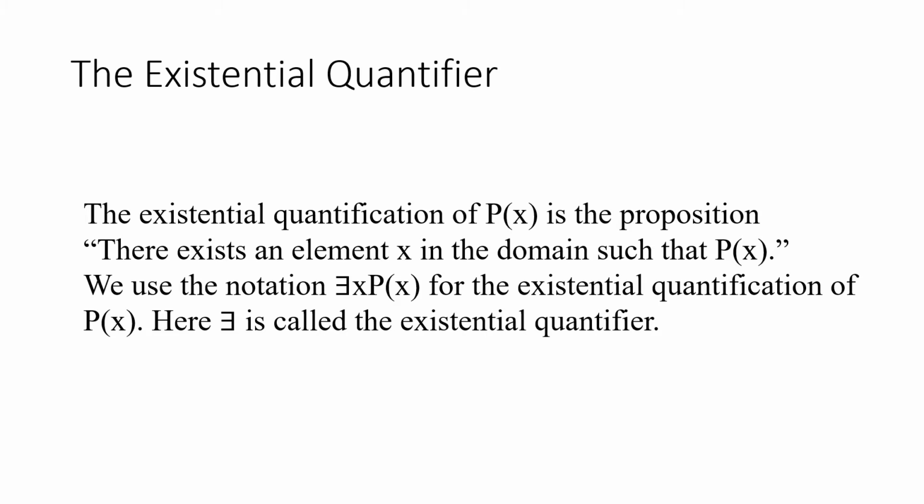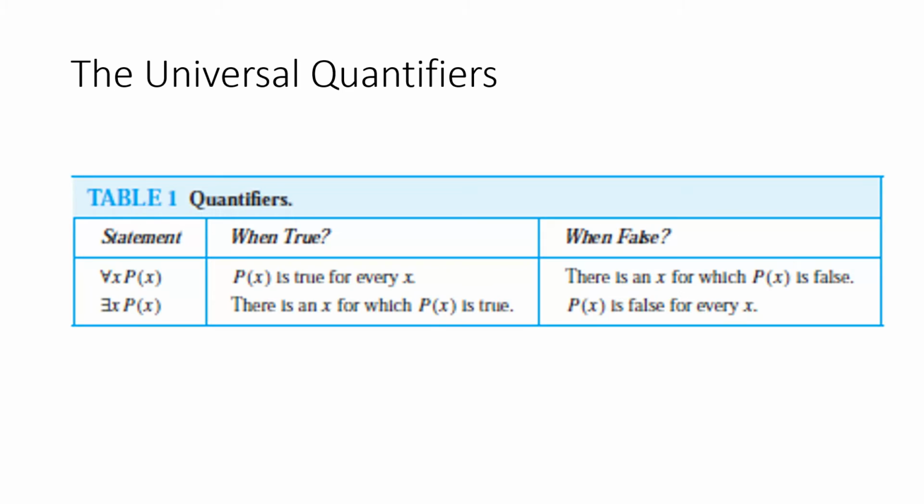The meaning of the existential quantifier can be summarized using this table. So in this case, we have this symbol. This can be read as there is an x such that p of x. When true, there is an x for which p of x is true. When false, p of x is false for every x.